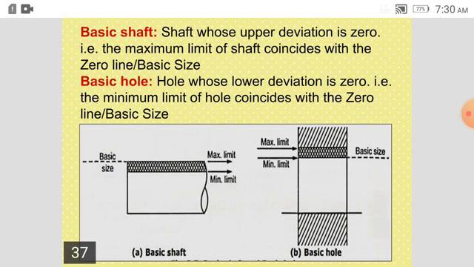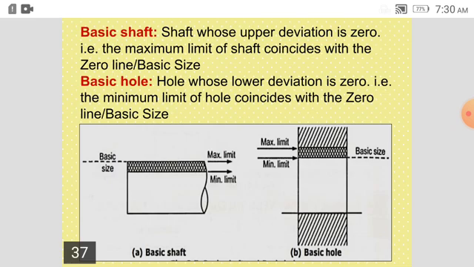The shaft in which the upper deviation is zero. The maximum limit of the shaft coincides with the basic size, meaning the tolerance zone is given below the basic size. So upper deviation is 0, that is known as basic shaft. This is taken as the reference for designing, which we'll see in detail in the further slides. So basic shaft is the shaft in which the upper deviation is 0.